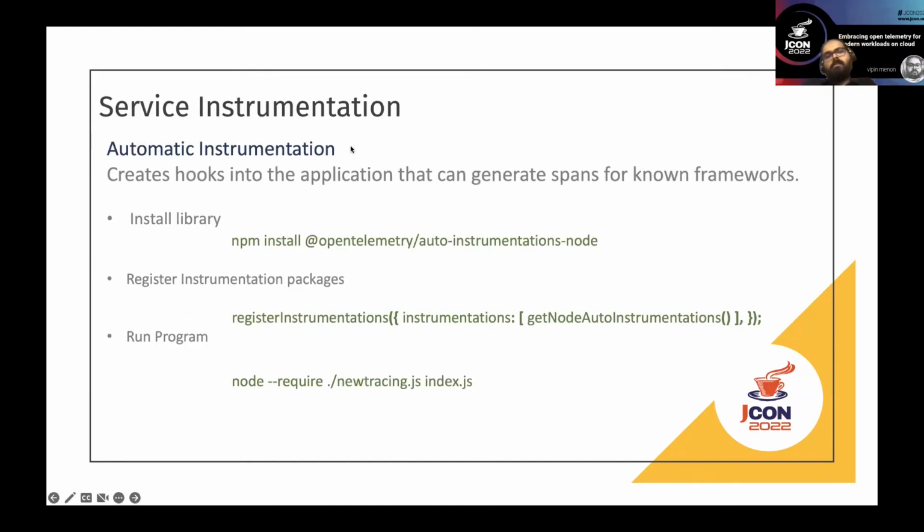Now let's talk about the data generation itself. How will you generate the span, or how will you generate the data within these microservices? That would be the first step for you when you talk about OpenTelemetry. Basically it supports two ways of instrumentation. One is automatic and the other one is manual. So what do we mean by automatic instrumentation?